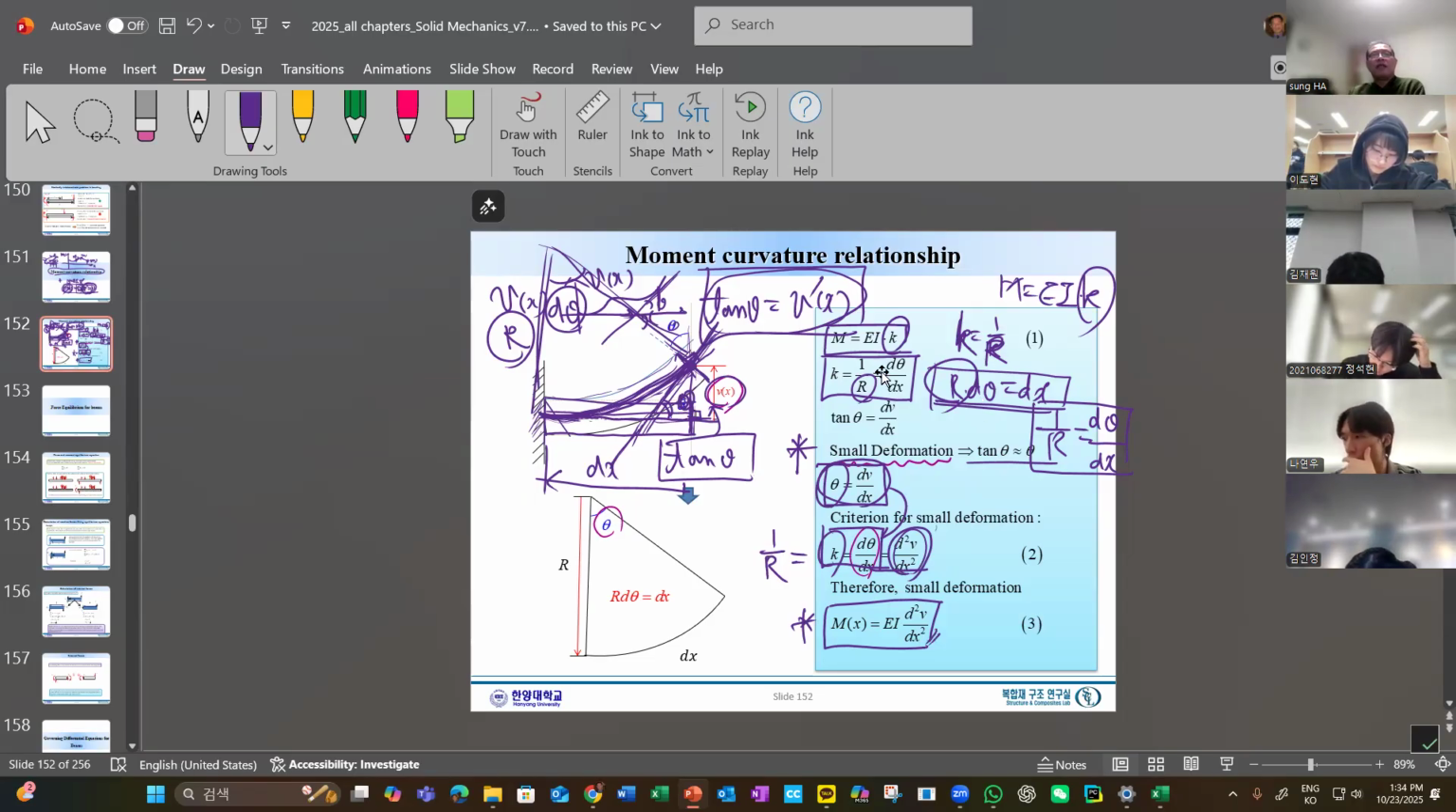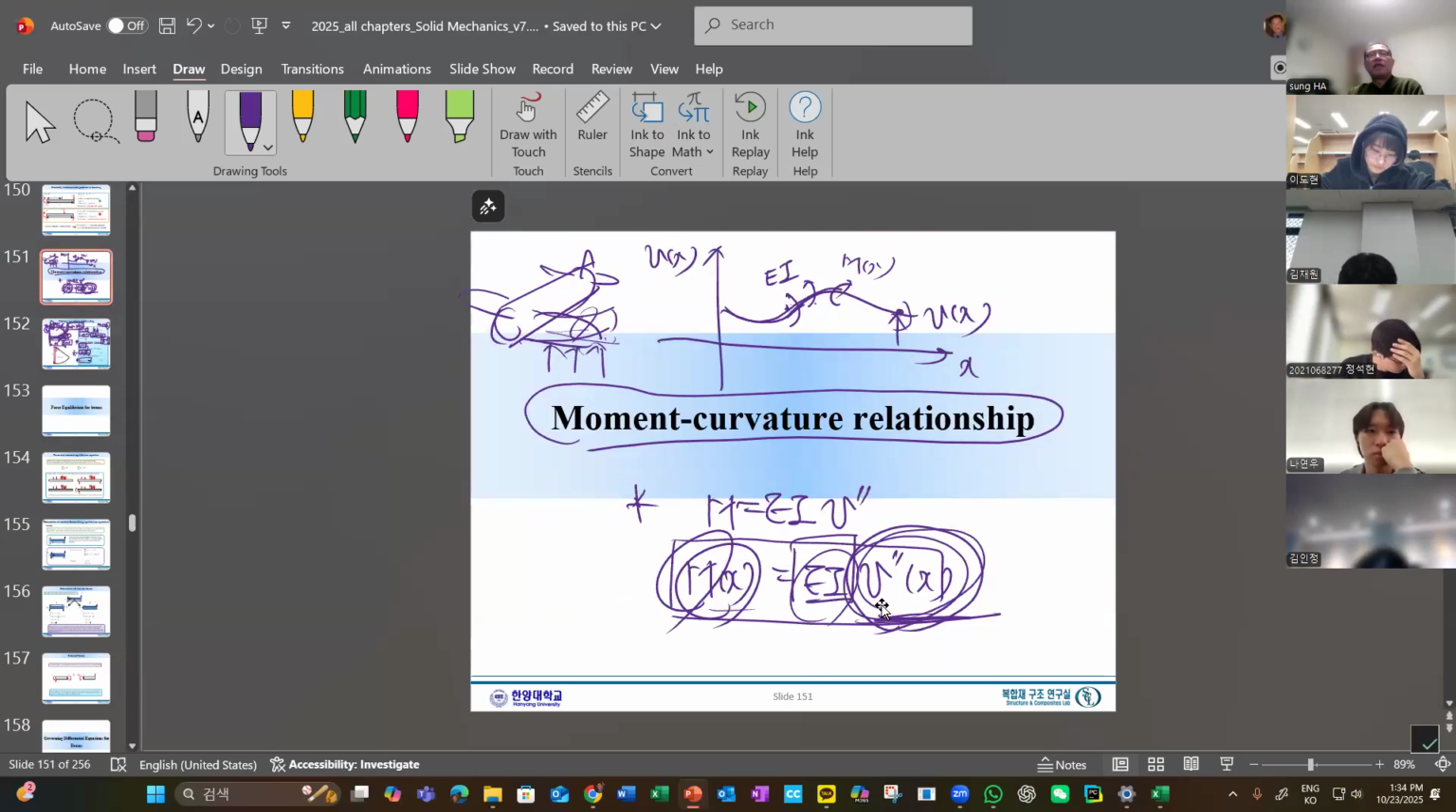So we went through a very simple two-step derivation, but from here we need to understand, as mechanical engineers, that this is the geometry and this is the moment. We have another slide that will follow, but we need to fully understand this one.